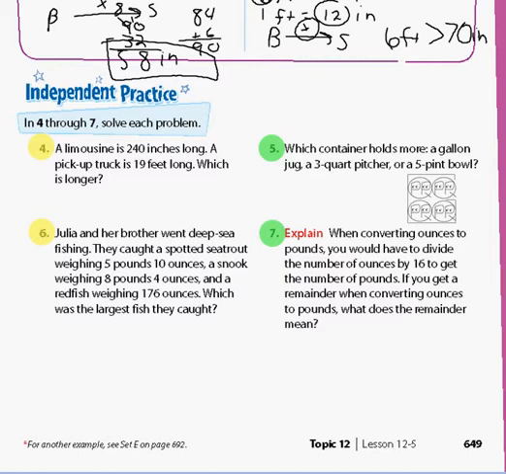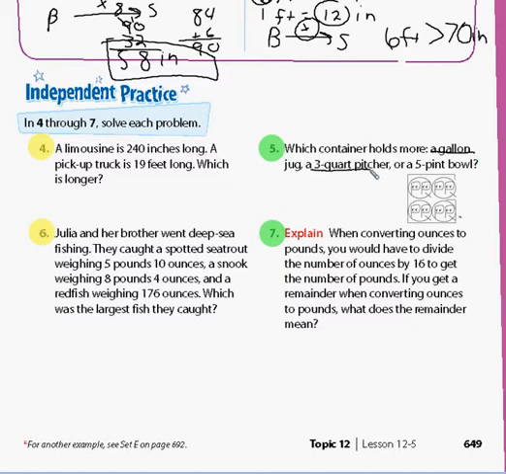Okay, which container holds more, a gallon jug, a 3-quart pitcher, or a 5-pint bowl? And whenever I'm doing a customary measurement, I always like to use my big G right here. And you see I have my big G right there. The big part, the G, is going to represent the gallon container. So that's the gallon container right there. Now we're going to do the 3-quart pitcher.